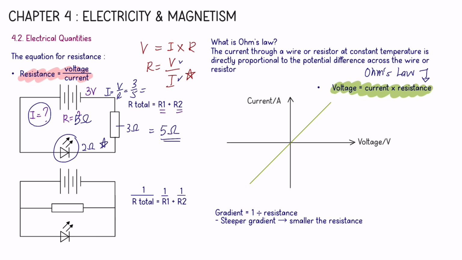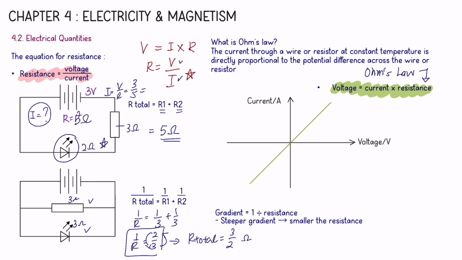And when asked to calculate the total resistance for a parallel circuit, the formula is a little bit different. You're going to take 1 over R total equal to 1 over 3 plus 1 over 3, giving us 1 over R total 2 over 3. But this is not our final answer. You have to remember to invert this, so it's going to be 3 over 2.